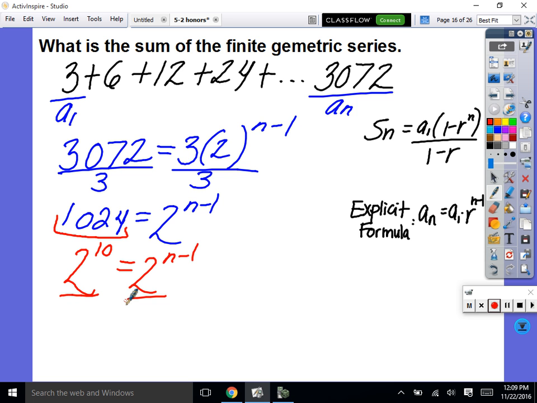Now, since they're both base 2, we can just say, when does 10 equal n minus 1? Solve for n. So add 1, 11 equals n. So now we know we're summing up 11 terms. Does that make sense, everybody?